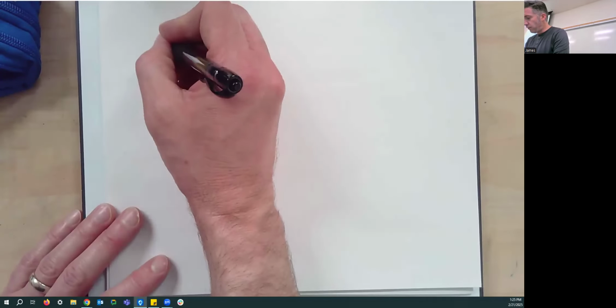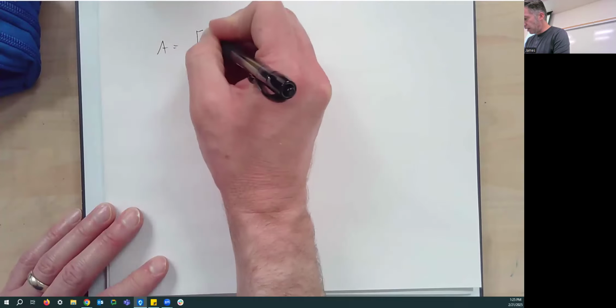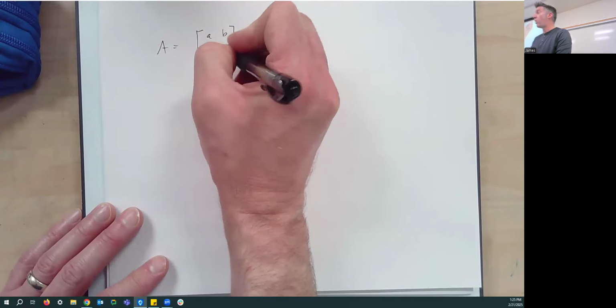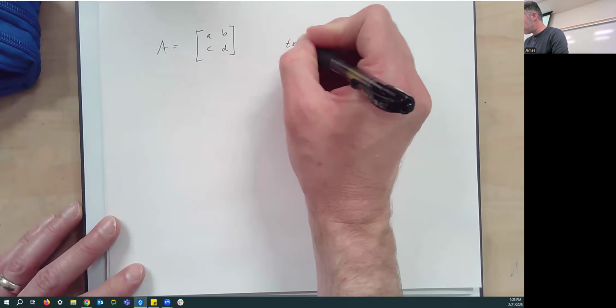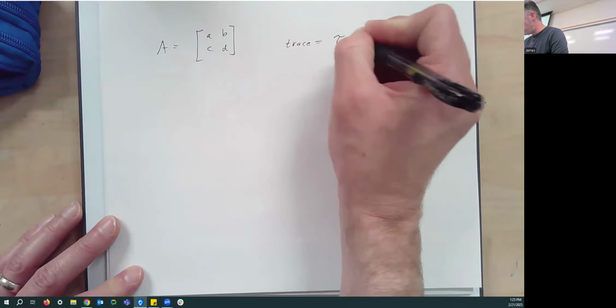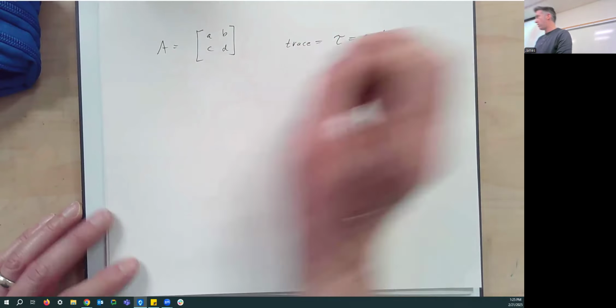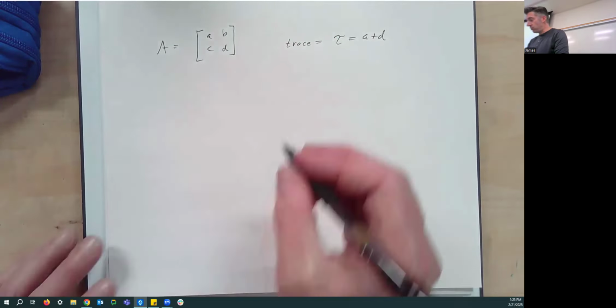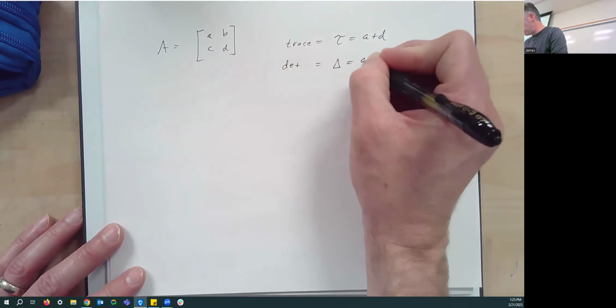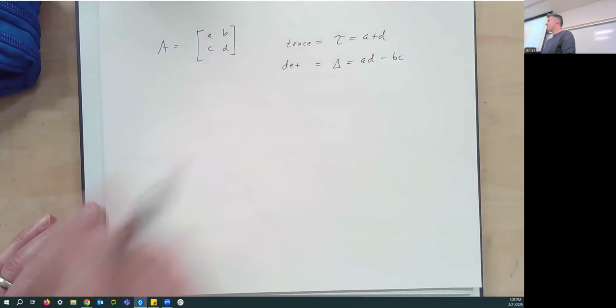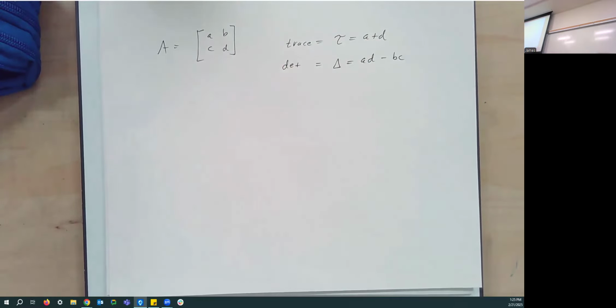So in general, for a matrix A, B, C, D, or for any square matrix, although we only deal with 2 by 2s, the trace, which we're calling tau, is just the sum of the diagonals. And the determinant, which you already know, which we're calling capital delta, is A times D minus B times C. That's what we're using here.